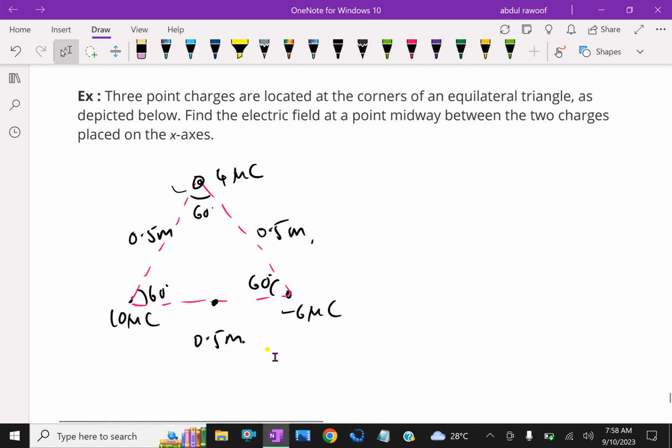An equilateral triangle is a triangle in which all sides are equal and all angles are equal. In this question you are asked to find the net electric field midway on the x-axis. You have to find the midway of the x-axis.